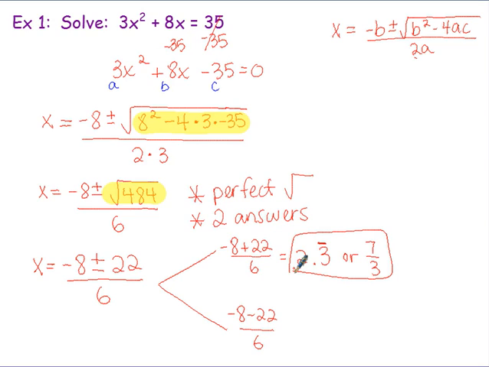The second problem, pick up your calculator again. -8 minus 22, hit enter, then divided by 6, and you should get -5. You must hit that enter, though, after the top. Otherwise, you'll get a wrong answer. And this problem is done. We found the 2 answers. The first answer is 2.3 repeating. The second answer is -5. So this is an example of one that has a perfect square root, and we found the 2 answers.